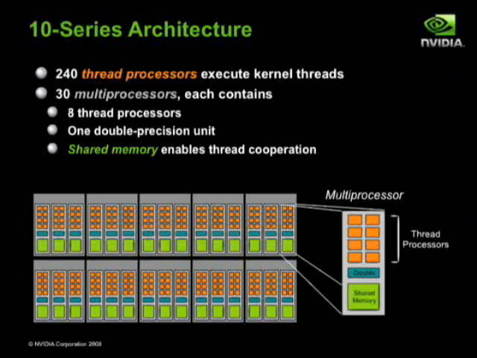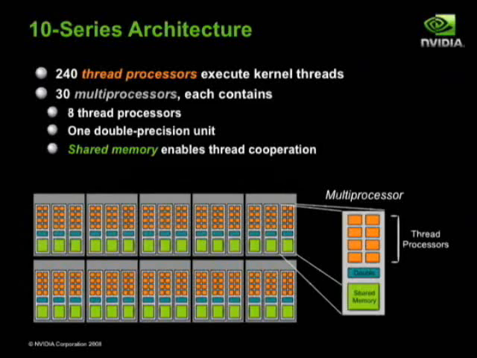Resources on the 10 series GPU architecture. On the 10 series architecture, 240 thread processors execute kernel threads. These processors are grouped into 30 multiprocessors, with each multiprocessor containing 8 thread processors, 1 double precision unit, and shared memory, which allows thread cooperation.